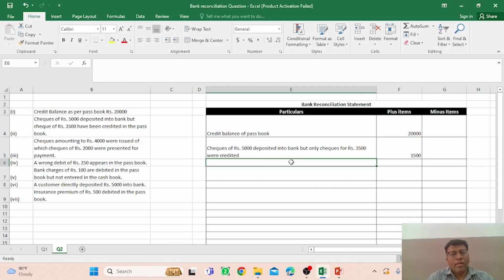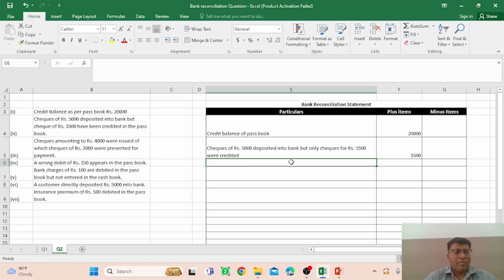And the third one is that checks amounting to rupees 4,000 were issued, of which checks of 2,000 were presented for payment. So what is the transaction? First of all, we should focus on it. The checks amounting to rupees 4,000 were issued. So the organization issued the checks. It means there is a lower balance there. The balance of the cash book is reduced by this transaction, rupees 4,000. But you find this information as per this particular transaction, that 2,000 were presented for payment and it was not informed, right?